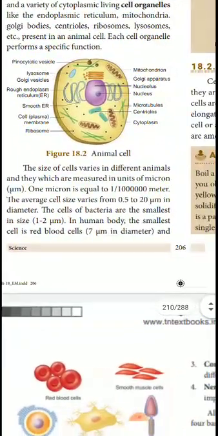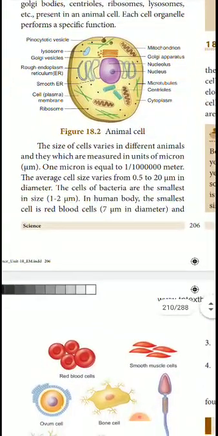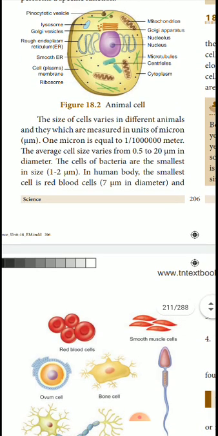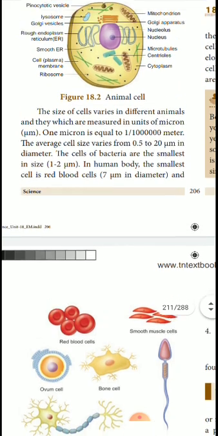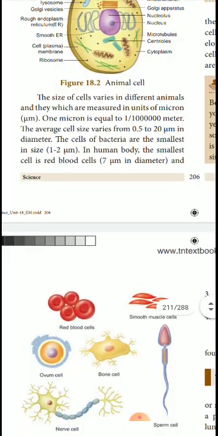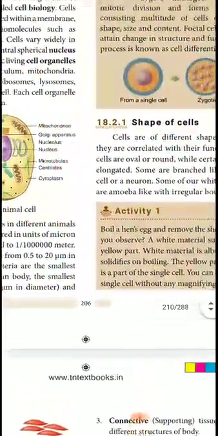The size of the cell varies in different organisms. How is it measured? It is measured in microns. One micron is equal to one millionth of a meter. The average cell size varies from 0.5 to 20 micrometers. The smaller bacterial cells are 1 to 2 micrometers in diameter. In the human body, red blood cells are 7 micrometers in diameter.